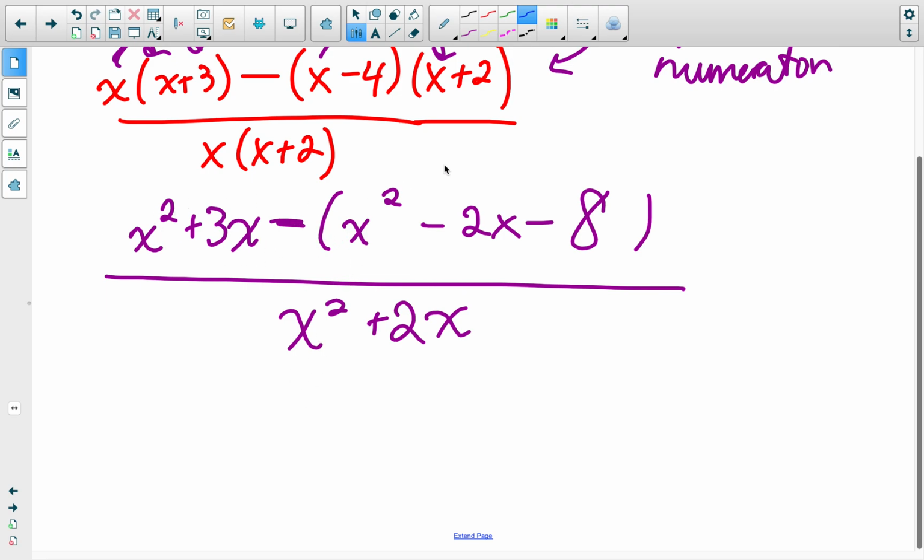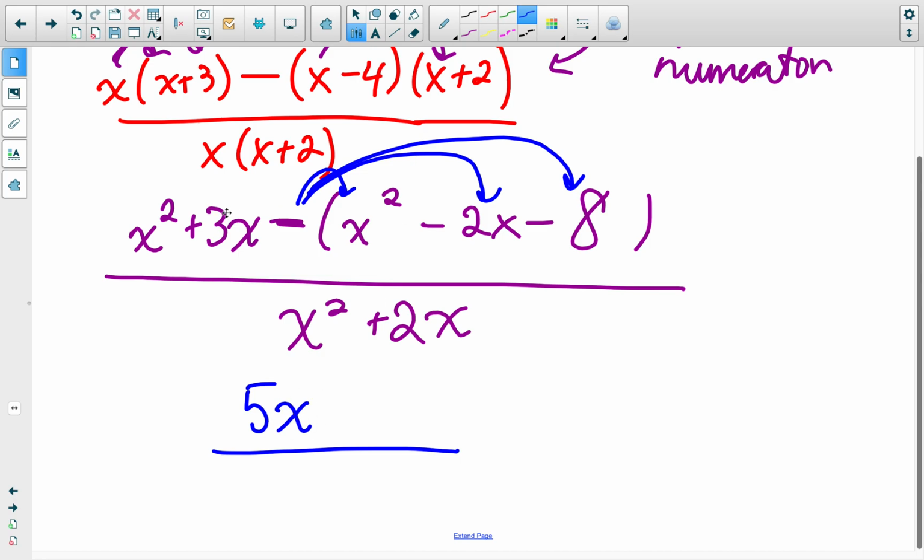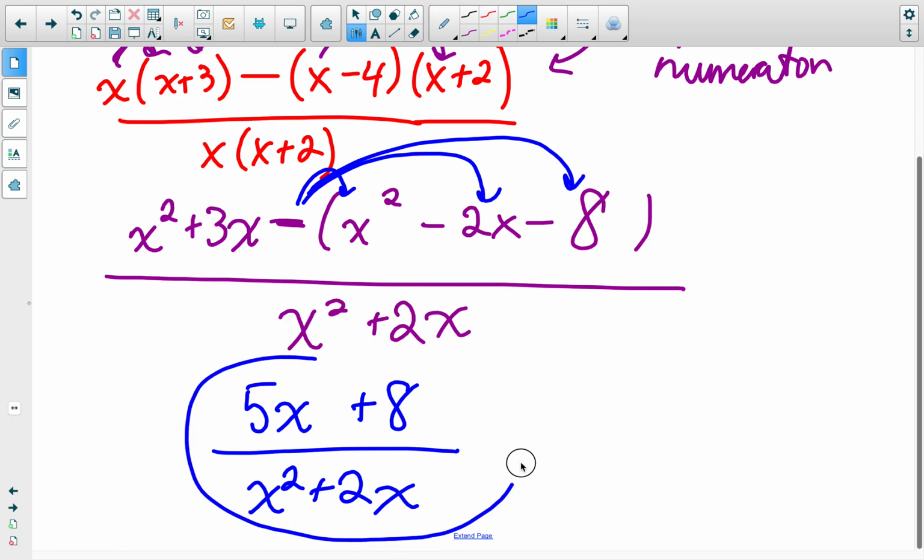So x squared, remember that this negative is going to get distributed. Okay, so x squared minus x squared, we don't have an x squared anymore. 3x minus negative 2x becomes 5x. And then negative 8, this will become 5x plus 8. And then we're over x squared plus 2x. And this is your final answer. The 5x plus 8 cannot be factored any further, cannot be simplified, so we are done.